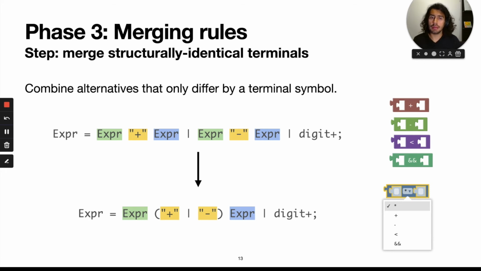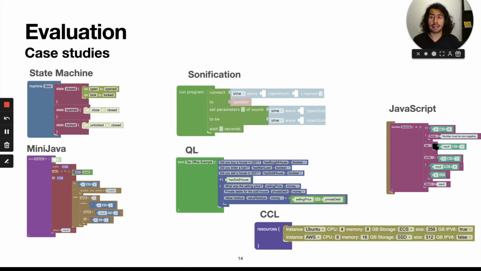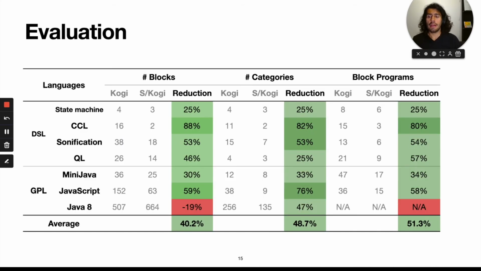So this was interesting, but we wanted to see it in action, how it behaves for different languages. So we define different case studies in which we evaluate different languages. We go from programming languages like Java, JavaScript, to domain-specific languages like state machines, sonification blocks, a language for configuration of cloud resources. Now let's have a look at the numbers. We measure the number of blocks, the number of categories in the palette, and the number of blocks required to write a program.